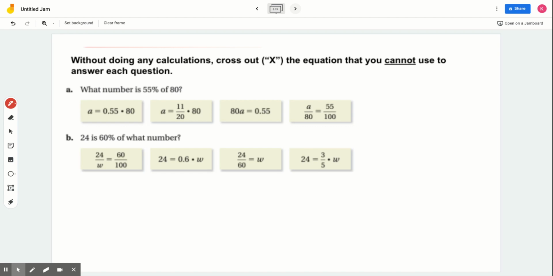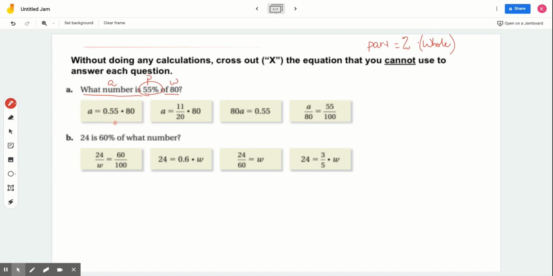So without doing any calculations, cross out or X the equation that you cannot use to answer each question. What number is 55% of 80? Remember, the part is equal to the percent times the whole. What number is, we're missing the part. Percent of 80 is the whole. So A equals 55% as a decimal times 80.